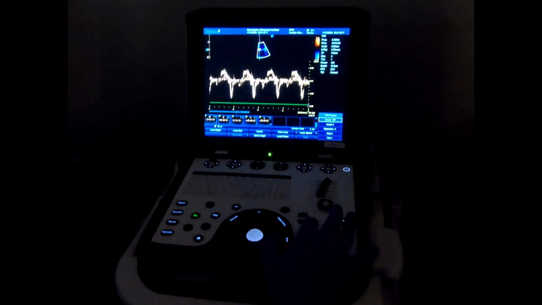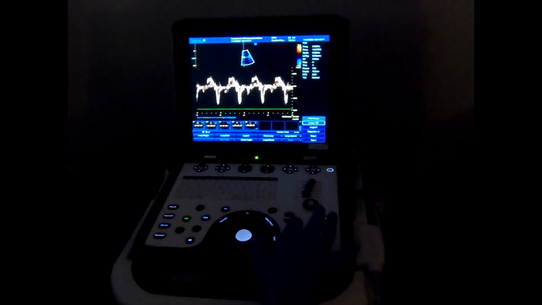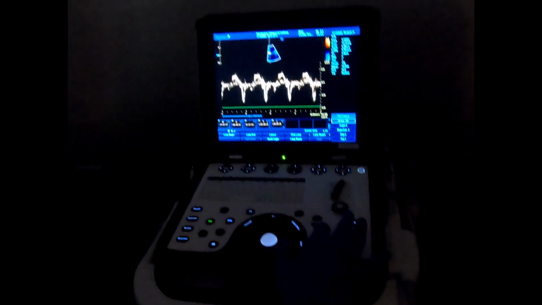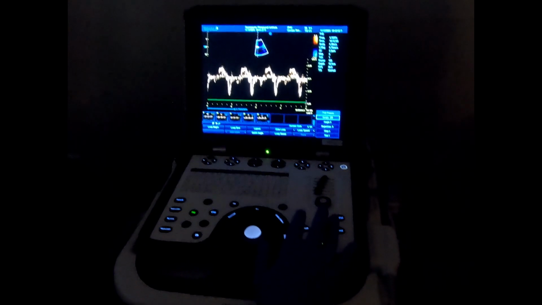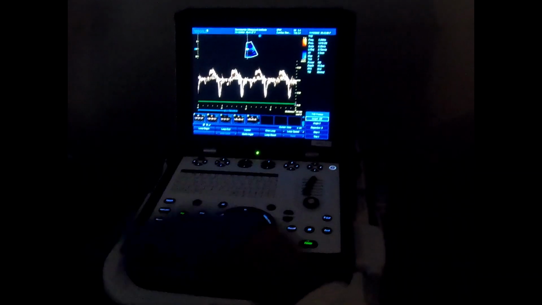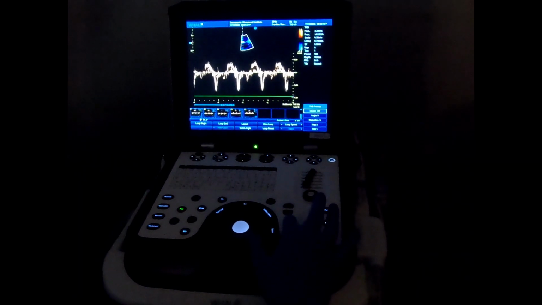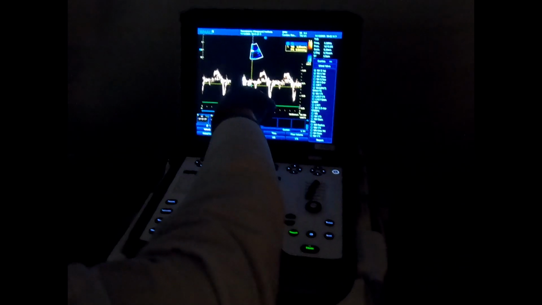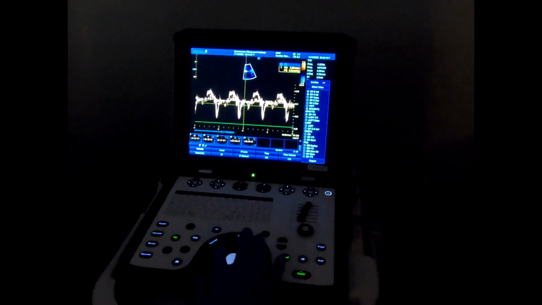Isn't the S and the E supposed to be somewhat similar? Because it looks like the E is way taller than the S. Yes, the E always looks taller, beyond the normal range that we know. Wait, which one's the E wave? This is the E, this is the A, and this is the S prime. You need to go and label, yes?